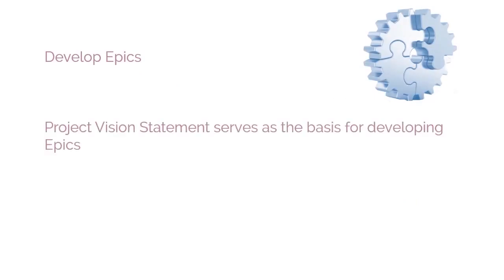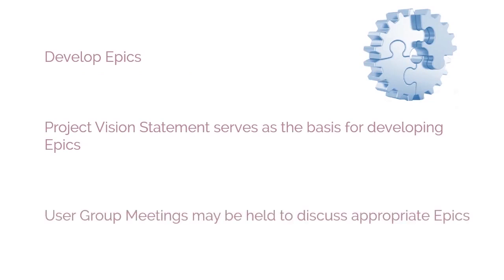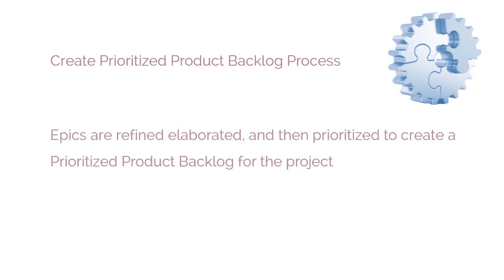In this process, the project vision statement serves as the basis for developing epics. User group meetings may be held to discuss appropriate epics. The fifth process is the Create Prioritized Product Backlog process. In this process, epics are refined, elaborated, and then prioritized to create a prioritized product backlog for the project. The done criteria is also established at this point.